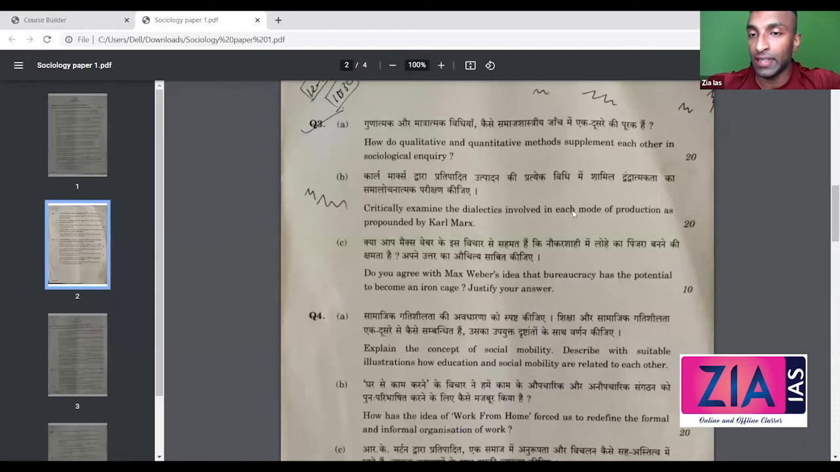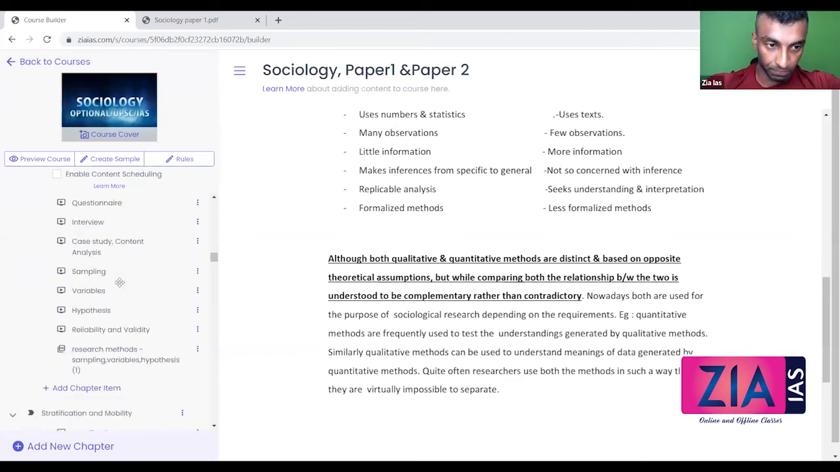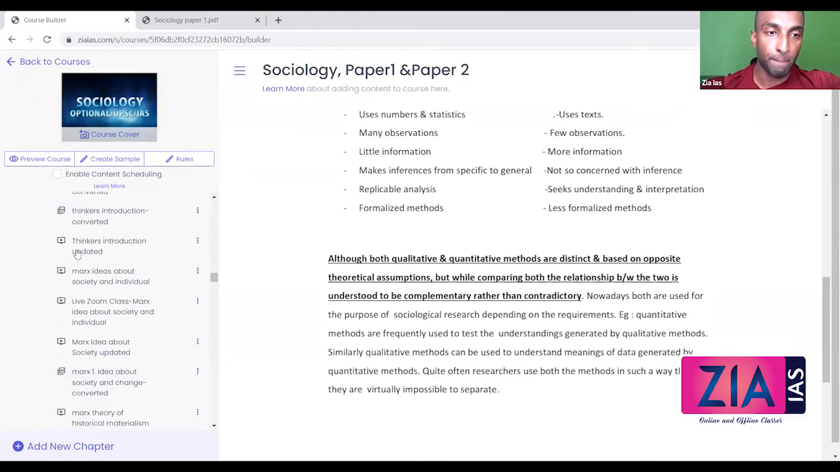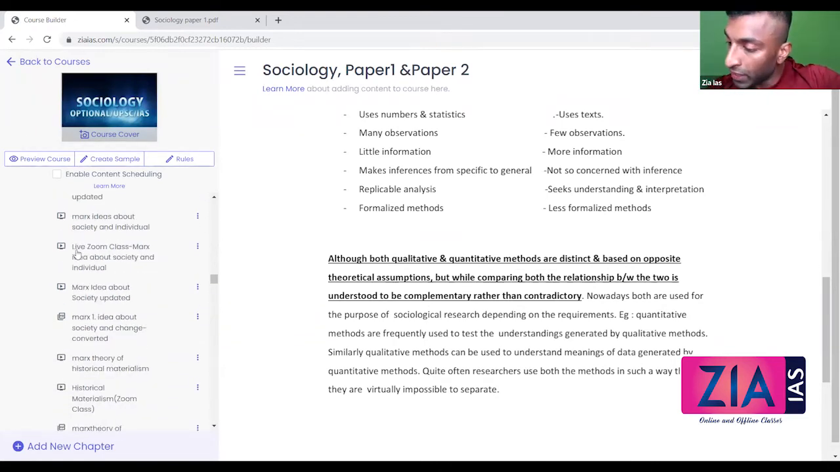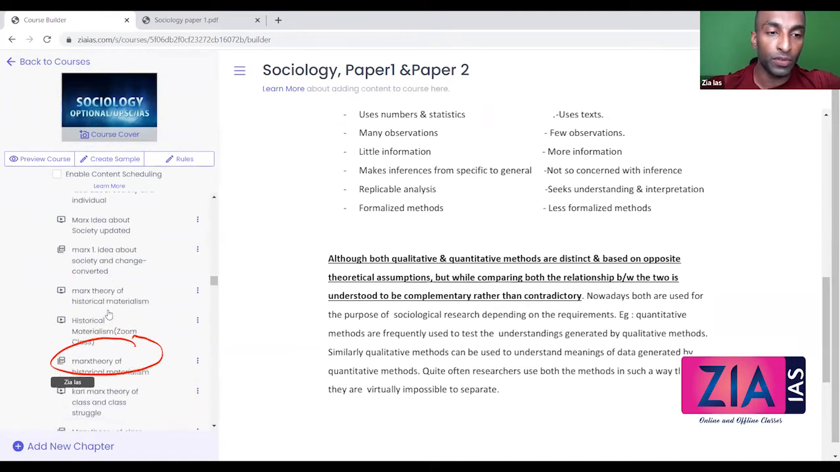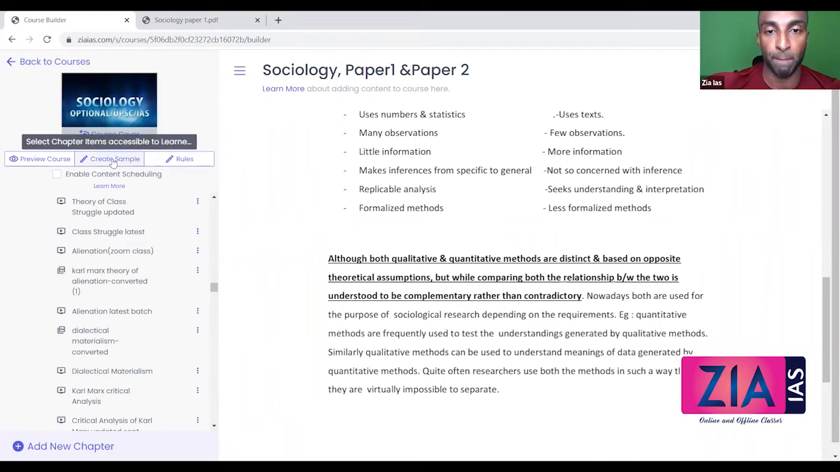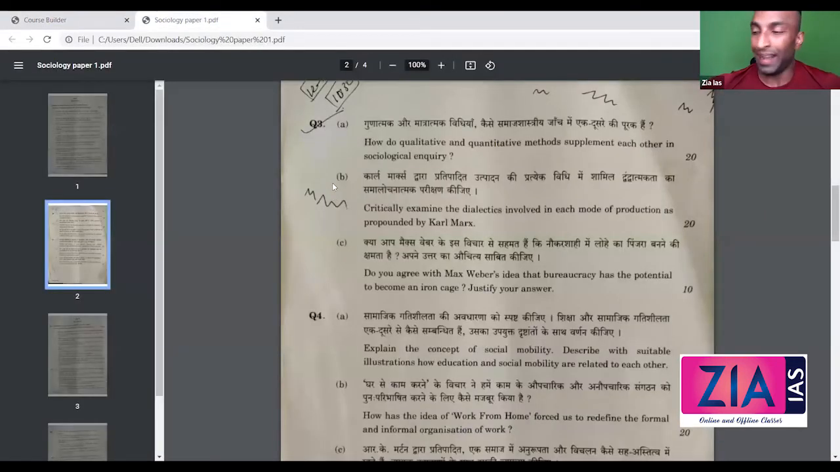Critically examine the dialectics involved in each mode of production as propounded by Karl Marx. So what do you do here? So here is where we discussed Marx's theory of historical materialism. At the same time, you will get more content from here, right? Here, this one, dialectical materialism also. So take the dialectical materialism concept from here and combine it with the dialectics involved in each mode of production, which you learn from historical materialism as well. Anyway, you don't have any confusion about this, I'm sure.